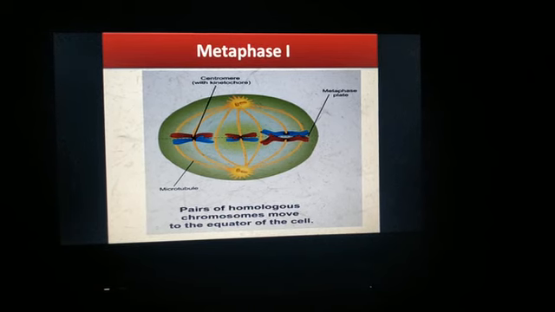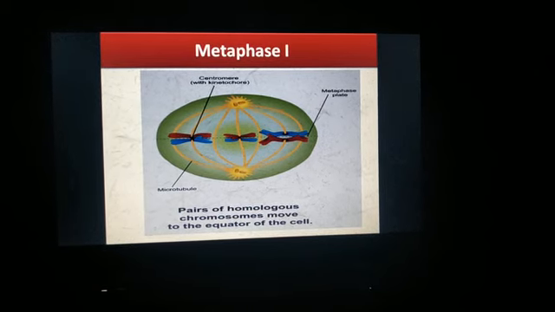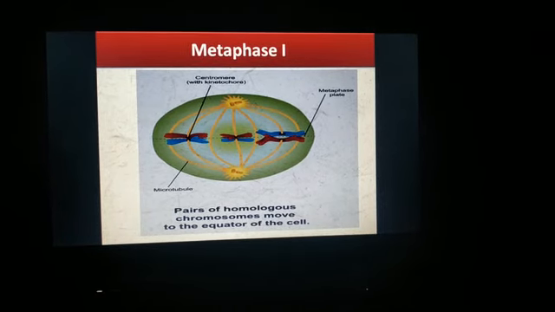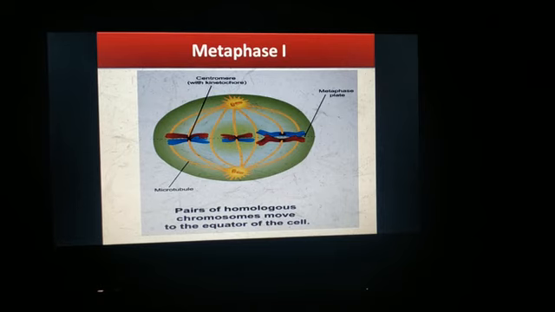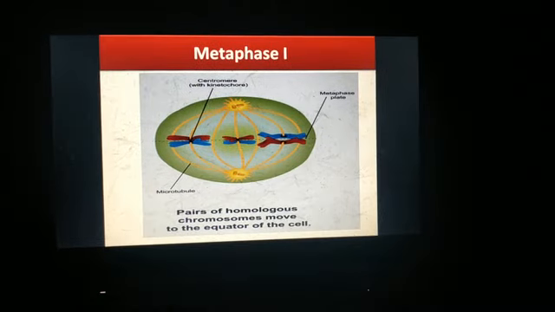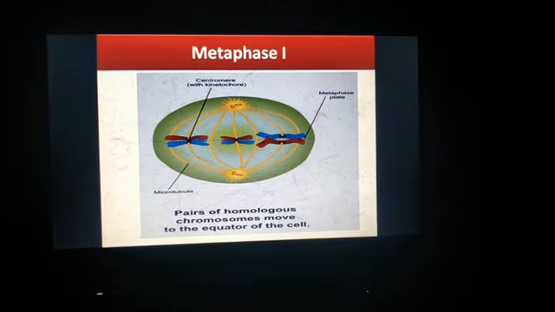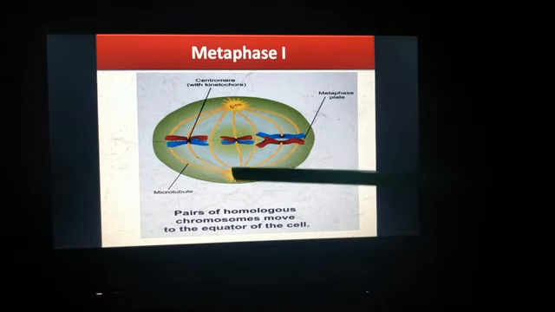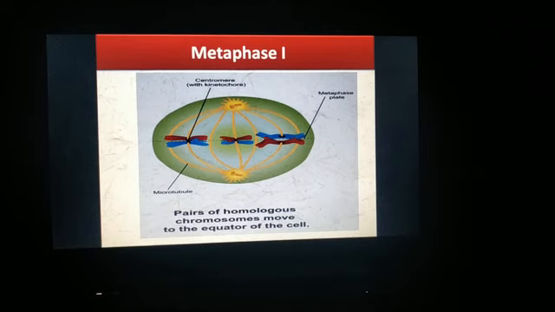Hello students. So in the last class we have discussed prophase 1. After prophase 1 the cell enters metaphase 1. During metaphase 1 the centrioles, these two are the centrioles, reach the opposite poles.